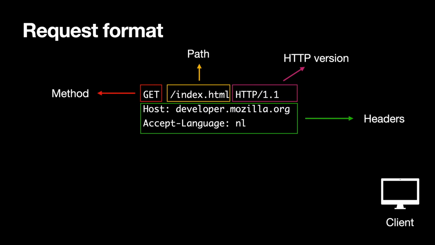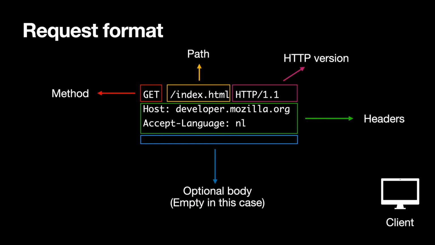This is a list of, it can be multiple headers. The HTTP headers represent metadata about the request. It's additional information about the request that does not belong to the data itself. And we also have an optional body in the request. In this example, it is empty because we're just sending a request to the server like, hey, please give us index HTML. It's empty, and that's fine, that's optional.